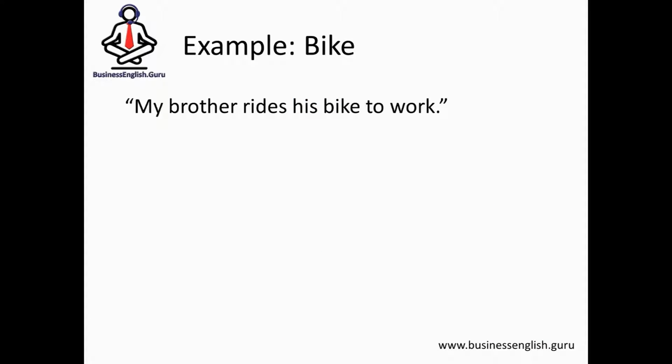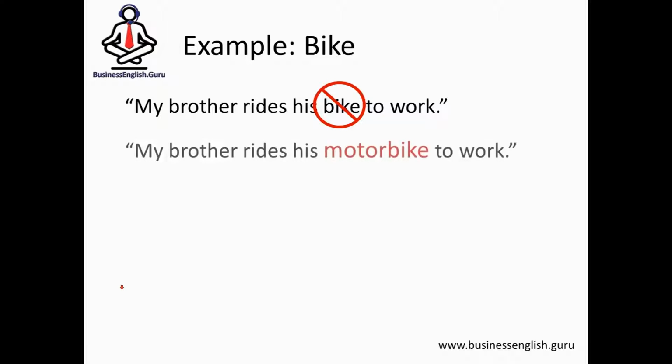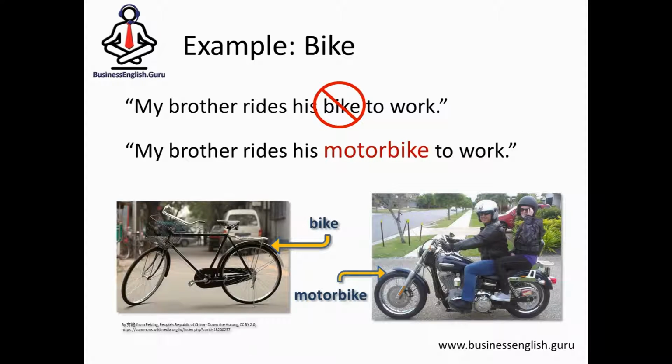A third example that I thought of is many of you talk about riding a bike. "My brother rides his bike to work." Well, that's quite possible that your brother rides a bike to work, but more than likely what you're trying to tell me is, "My brother rides his motorbike to work." On the left here you have a bike. It has 2 wheels and pedals. But a motorbike also has 2 wheels, but it's run by an engine, not by leg power. So there's a good chance your brother rides his motorbike to work.